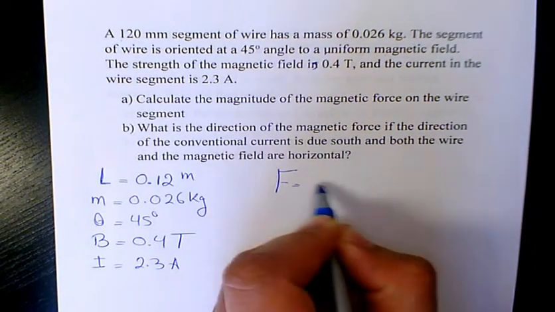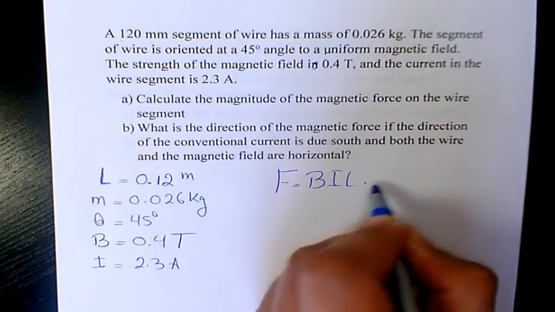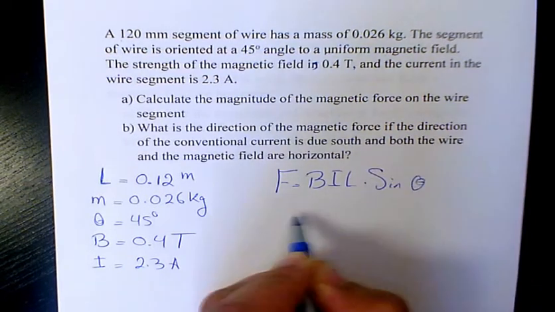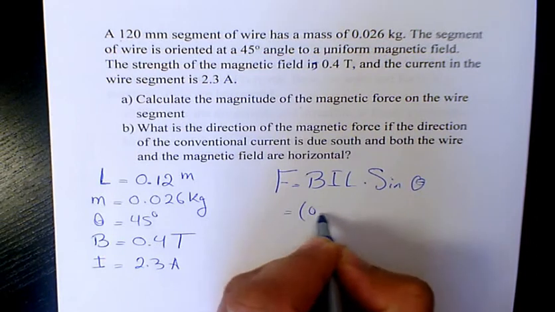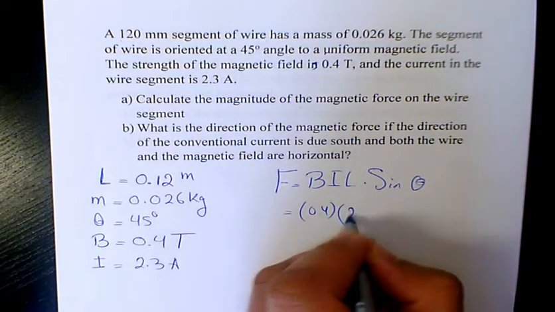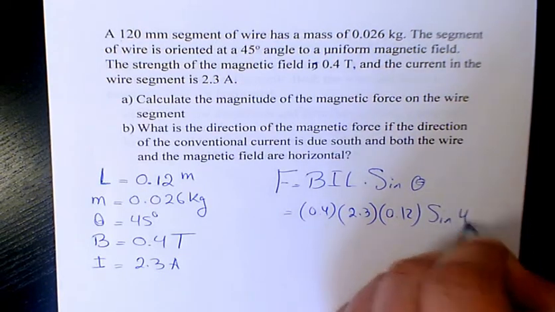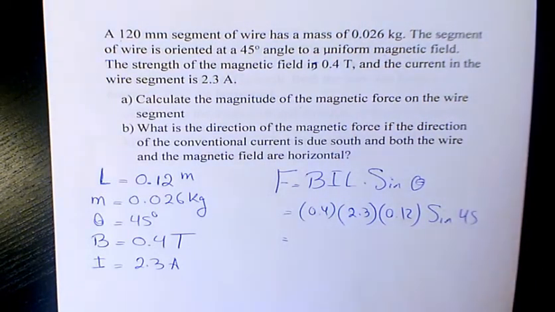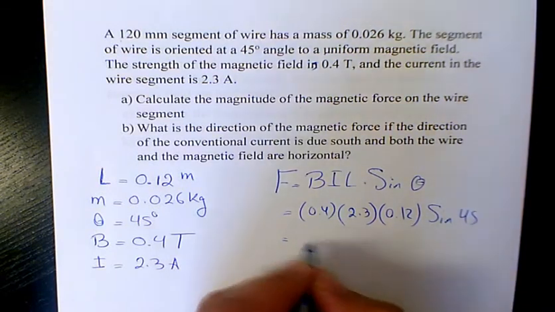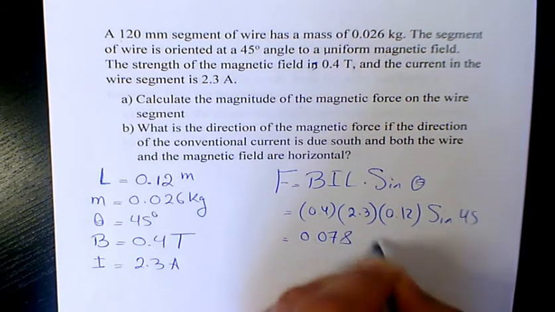F equals B I L sine theta, as we saw before. B is 0.4, I is 2.3, L is 0.12, sine 45 degrees. That's going to give me 0.078 Newton.